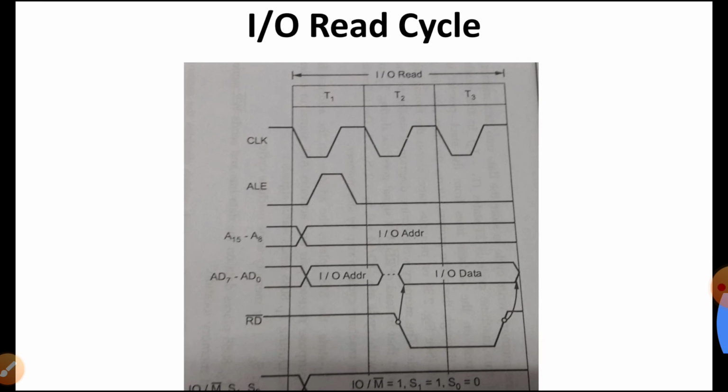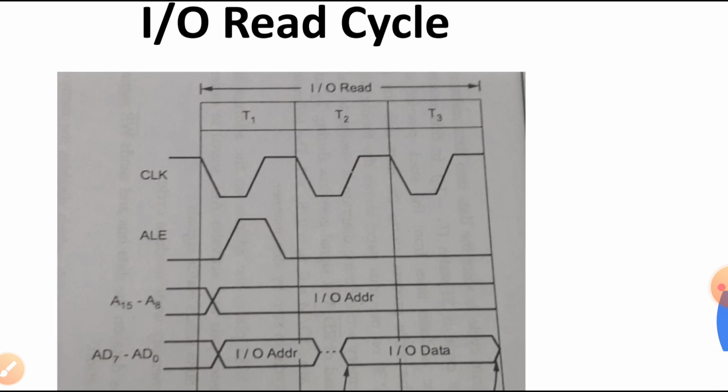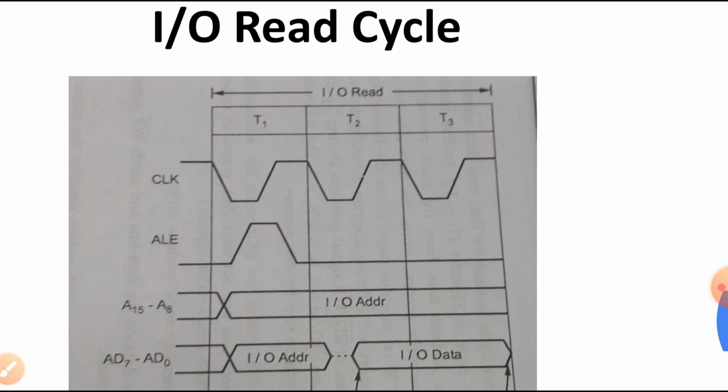Now the input output read cycle. The input output read and input output write machine cycles are similar to the memory read and memory write cycles, except that the input output memory signal is high. During the input output read and input output write machine cycles, the input output memory signal is always high. Why? Because the same signal is used to indicate whether it is an input output operation or a memory operation. So this is the input output read cycle, in which we take only 3 T states.